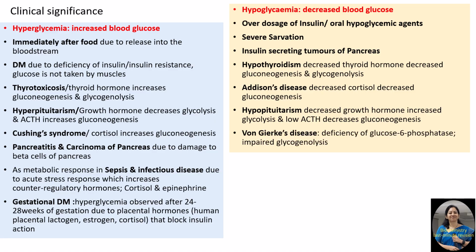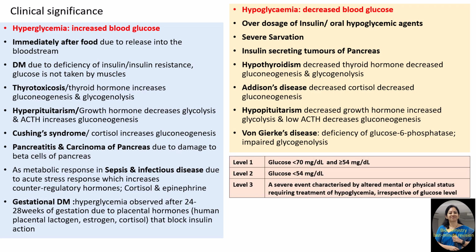Next is Von Gierke's disease. This is a glycogen storage disorder characterized by deficiency of the glucose 6-phosphatase enzyme. So this impairs glycogenolysis, where glycogen is initially broken down to glucose 6-phosphate, and this glucose 6-phosphate is broken down by the glucose 6-phosphatase enzyme to glucose. Now this is not taking place, so there is decreased blood glucose, and that is how hypoglycemia manifests in Von Gierke's disease.